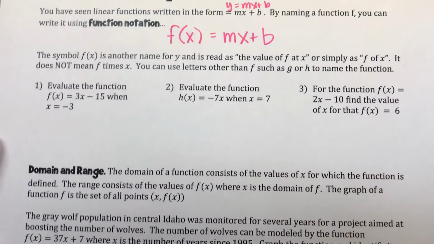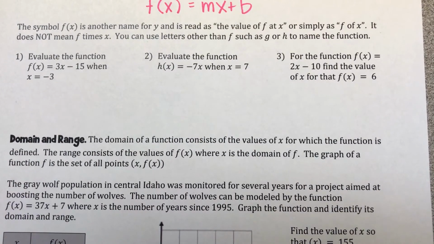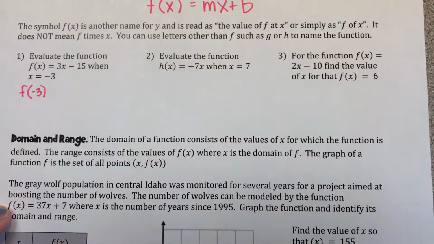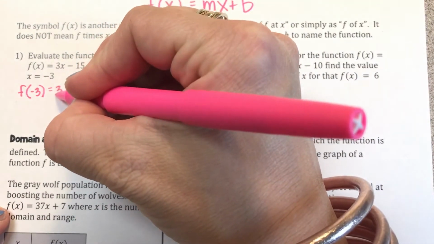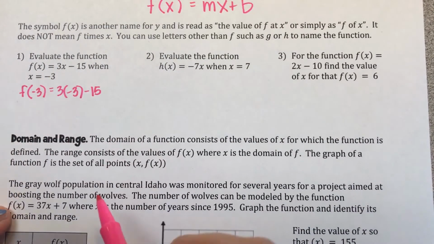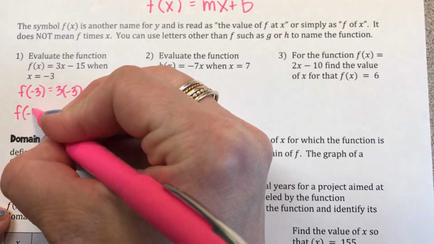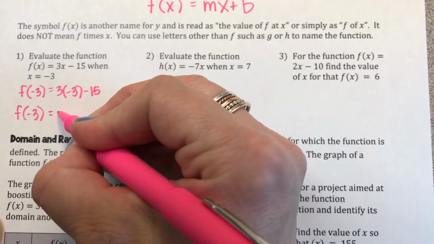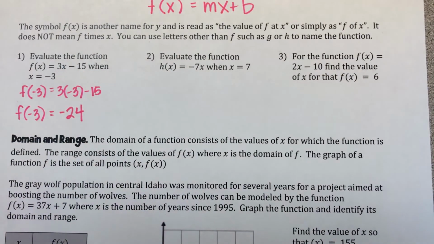So for number 1, it says evaluate the function f of x equals 3x minus 15 when x is negative 3. Okay, so we're figuring out, well, what is f when x is negative 3? So we just plug in 3 times negative 3 minus 15. I'm just plugging it in here for x. So f of negative 3 would be negative 9 minus 15, which would be negative 24. So it's evaluating. We've done it a million times, and we're just going to keep doing the same thing.